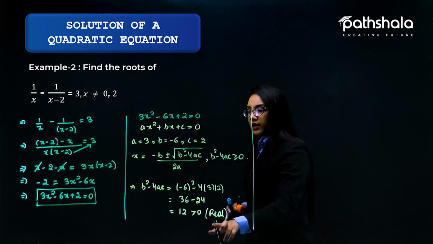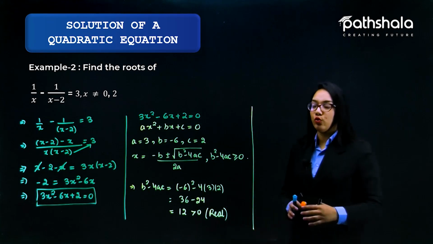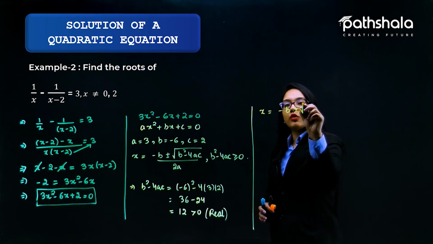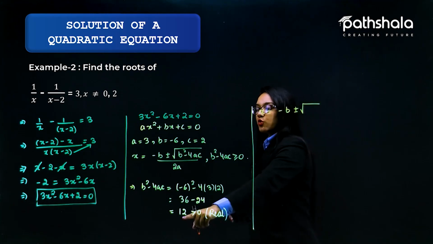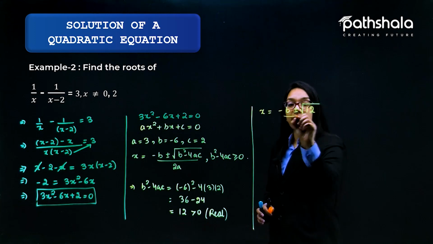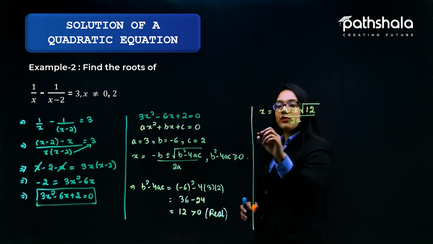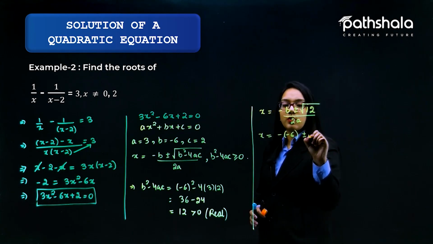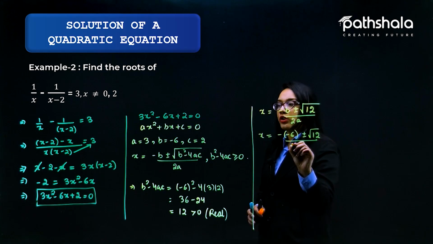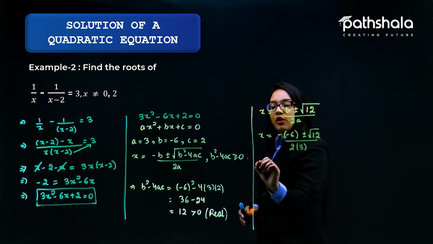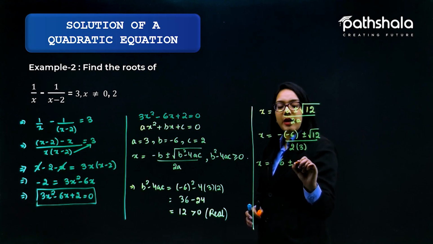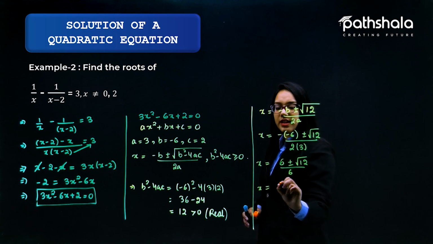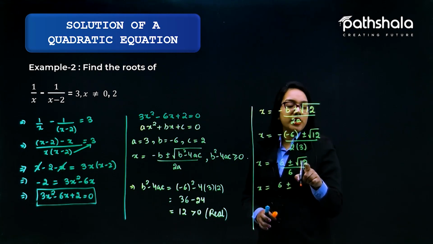If the roots are real, we find the roots using the formula x is equal to minus b plus minus square root of b square minus 4ac divided by 2a. Now we know the value of b square minus 4ac is 12. Let's plug in all the values. So x is equal to minus of minus 6, that is 6, plus minus square root of 12, divided by 2 into a, and 2 into a means 2 into 3. Furthermore, x is equal to 6 plus minus square root of 12 divided by 6. We can write 12 as 4 into 3.